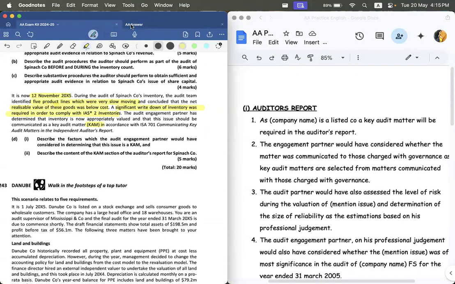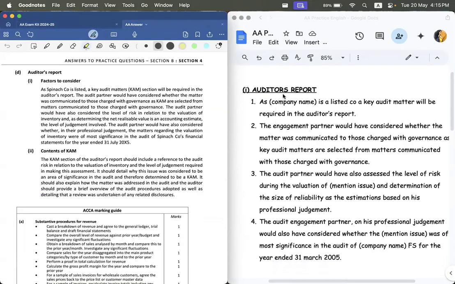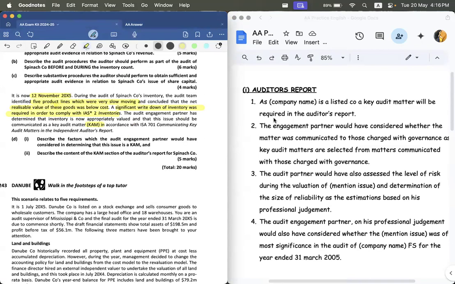And when you're going to write CAM, you're going to follow the same words everywhere. Nothing would change. Clear? So in this case, I'm going to mention Spinach Company.